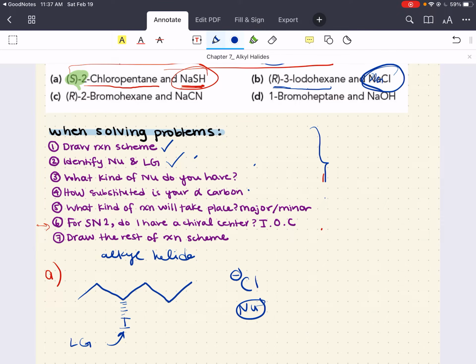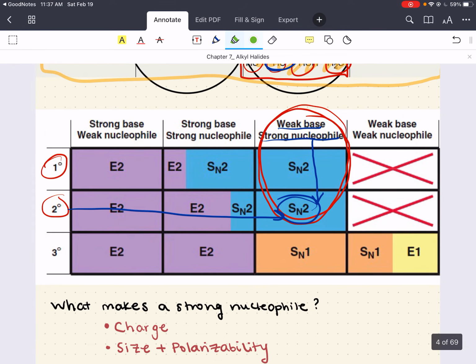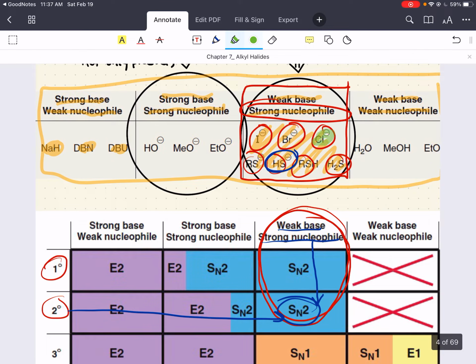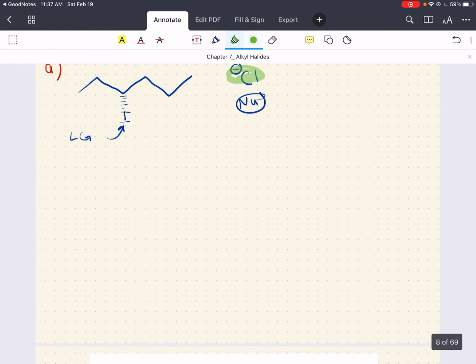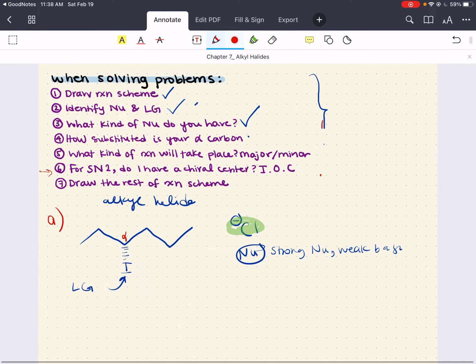All right, what kind of nucleophile do we have? If we go back to our chart, Cl right there. It's a strong nucleophile, weak base. Beautiful. We're going to write that. Now, how substituted is our alpha carbon? Well, our alpha carbon is right here. How many other groups is it attached to? 1 on this side, and 2 on this side. This is secondary. So our alpha carbon is secondary.